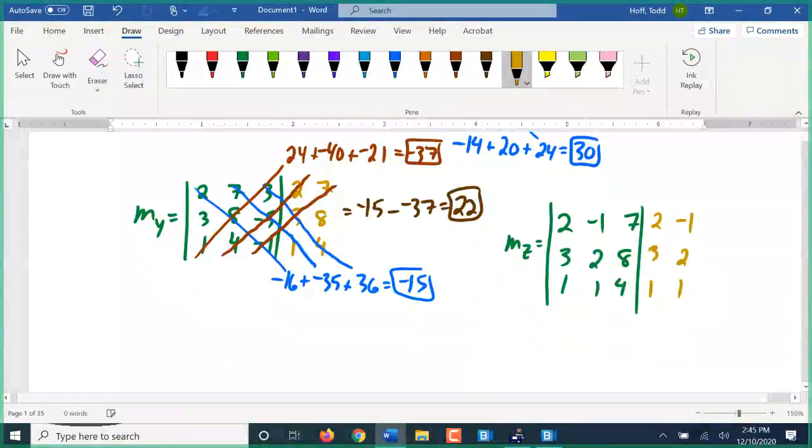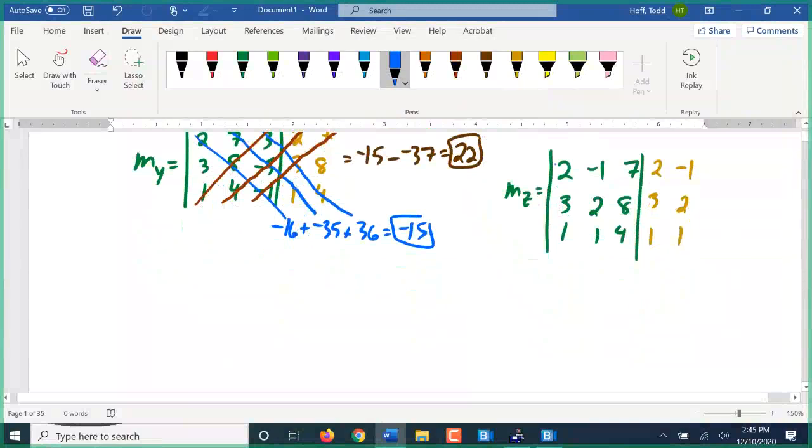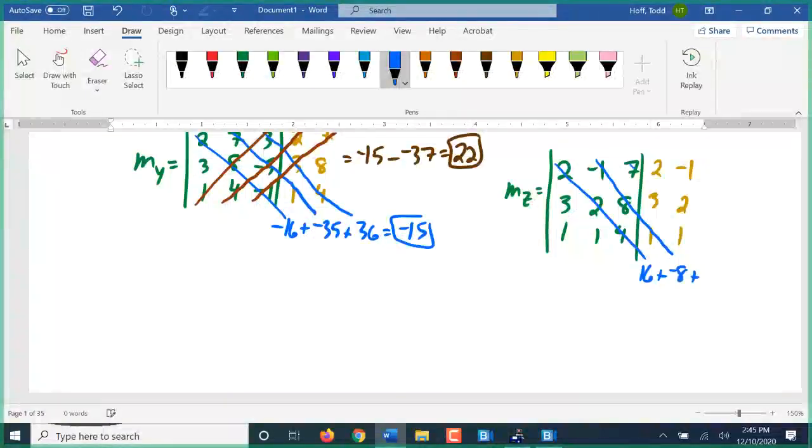And let's do our diagonals. 2 times 2 is 4, times 4 is 16, plus negative 1 times 8 is negative 8, times 1 is negative 8, plus 7 times 3 times 1 is 21, which adds up to, I believe, 29 for our down diagonal total.